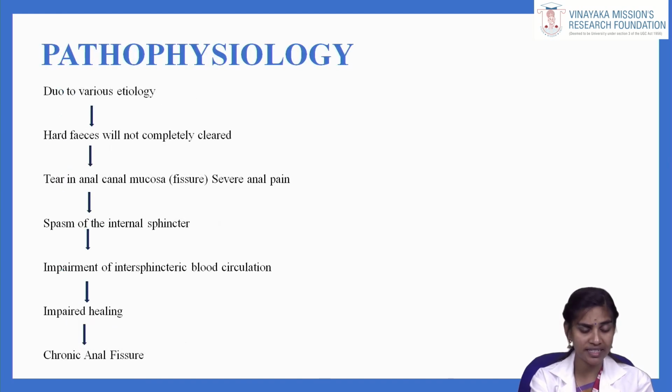Pathophysiology. Due to various etiologies such as constipation and chronic diarrhea, the hard feces will not be completely cleared. That results in a tear in the anal canal mucosa. That results in severe anal pain, spasm of the internal sphincter and impairment of the sphincteric blood circulation. That leads to impaired healing and chronic anal fissure.